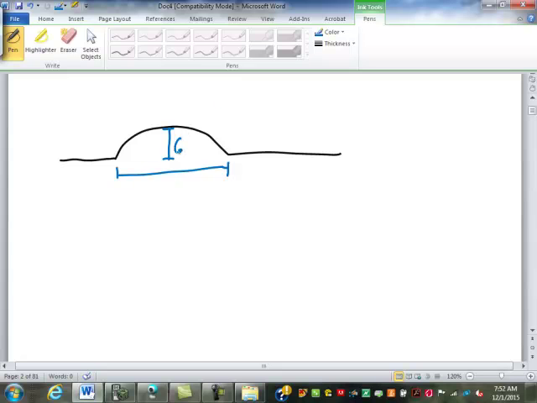Let's say this one is 6 millimeters here. And across here, let's go 48 millimeters across. Find the radius of that circle. I'll give you guys a couple minutes, see if you can do it.